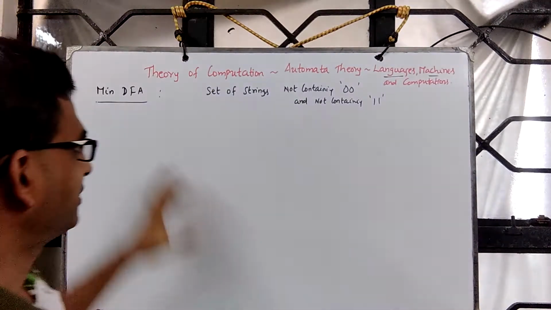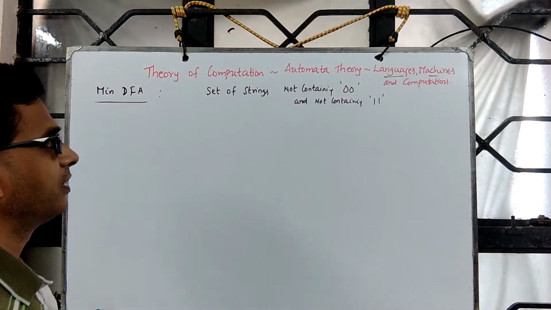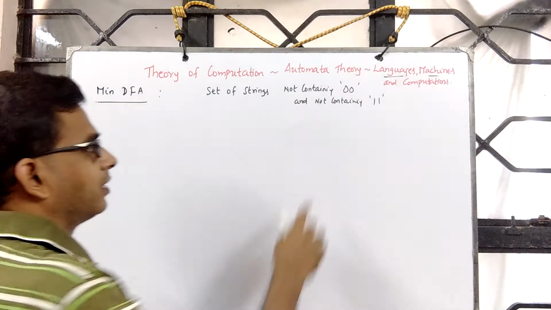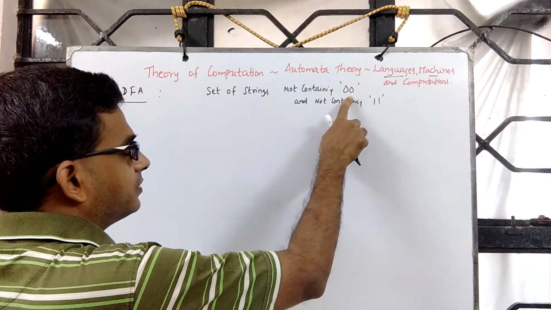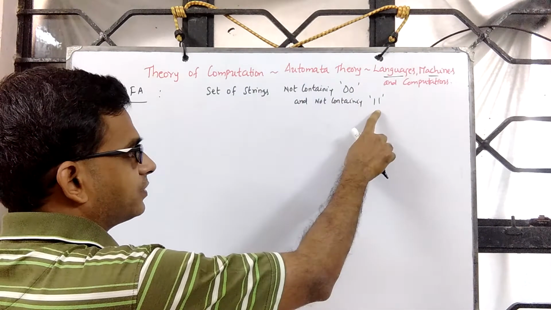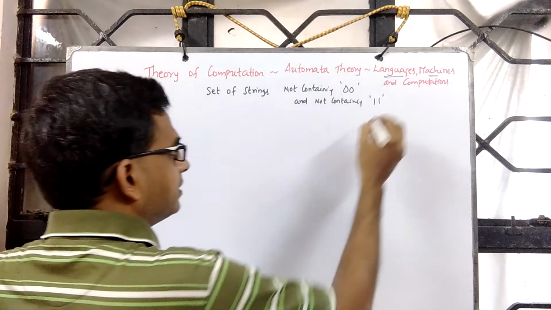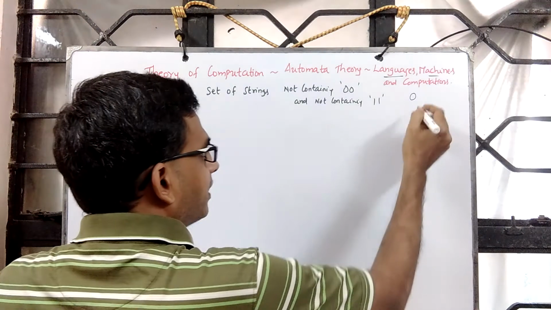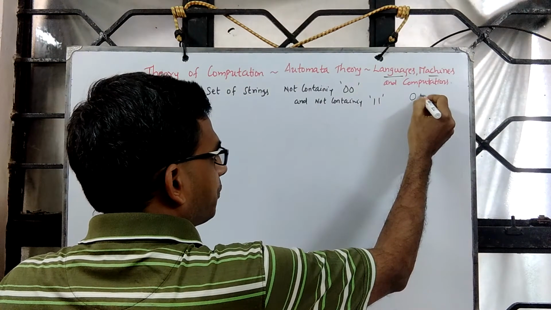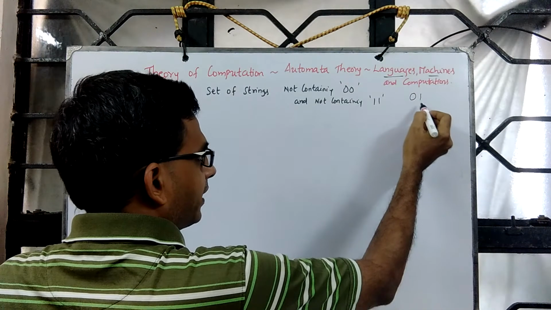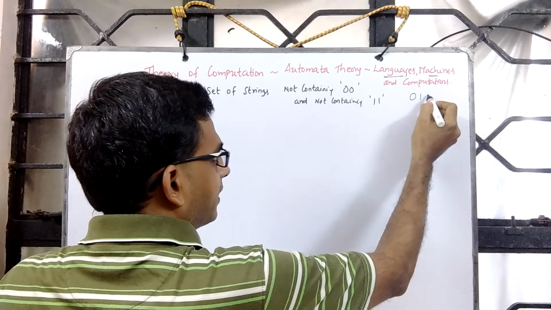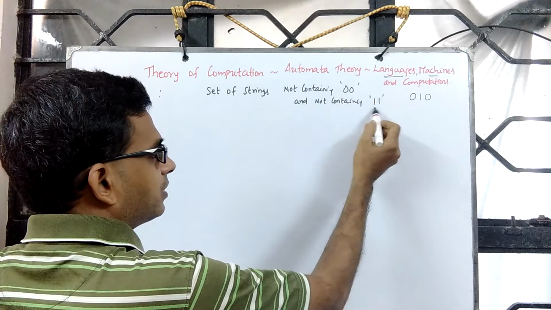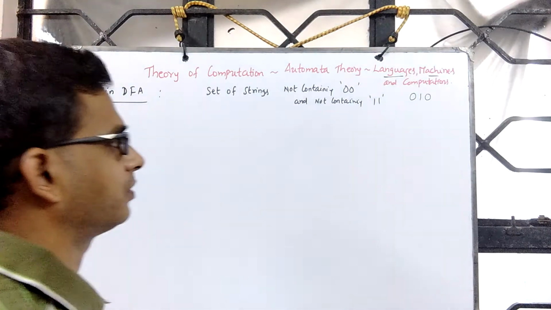Let us continue our discussion on minimum DFA. Consider this language, a set of strings over 0, 1. Neither does it have 0, 0 in it, nor 1, 1 in it. Which means if we read a 0, either it is the last symbol or the next symbol must be 1. After reading 1, either this may be the last symbol or after that we have to read a 0. At any point in time, consecutive zeros or consecutive ones are not allowed.